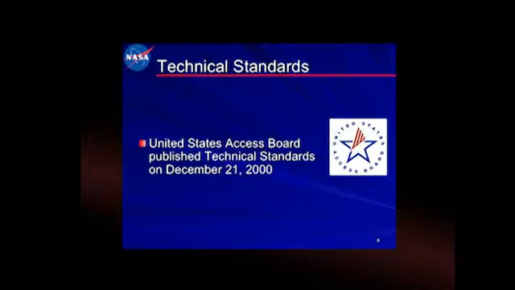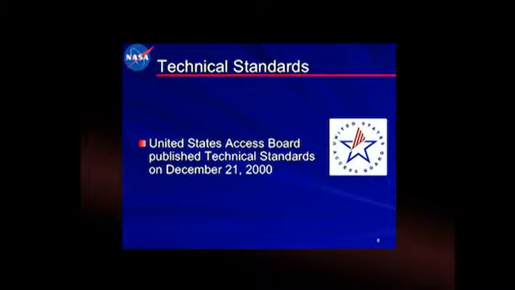United States Access Board published technical standards on December 21st, 2000. The Access Board actually developed the guidelines for the ADA, all the guidelines for the Rehabilitation Act and ADA, making sure our ramps were a certain grade, making sure our countertops and desks were a certain height. That's what the Access Board was tasked with. They were additionally tasked with making sure that we had standards for E&IT, electronic and information technology.